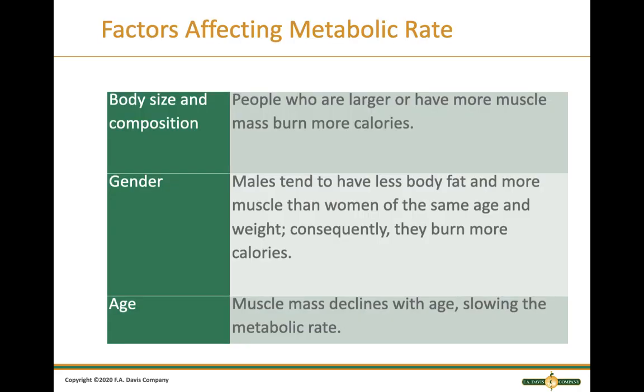And the factors that affect it, first is body size and composition. So if you're bigger or have more muscle, your basal metabolic rate is going to be higher. Another factor affecting it is gender. So males tend to have more muscle mass, so theirs is generally higher. And then age. The older you get, your muscle mass starts to decline, and that slows down your metabolic rate and your basal metabolic rate.